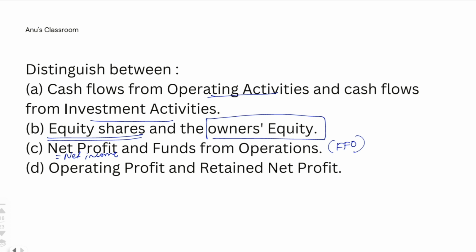Retained net profit is the amount of profit that a company has left over after paying all its direct cost, indirect cost, the income tax, as well as dividends to shareholders. Net profit, or net income, is the revenue minus the expense, right? All sorts of expenses including tax and all.